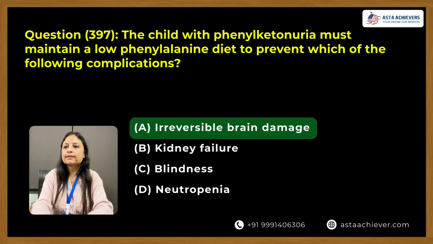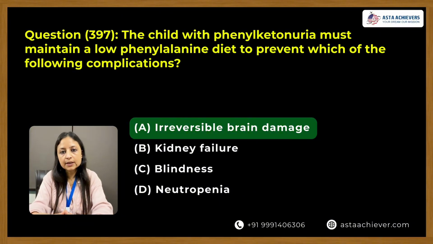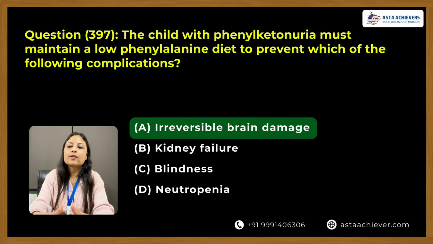Question number 397. The child with phenylketonuria must maintain a low phenylalanine diet to prevent which of the following complications? Option A, irreversible brain damage. Option B, kidney failure. Option C, blindness. And option D, neutropenia. Option A, irreversible brain damage, is the correct answer, because a child with PKU must maintain the strict diet to prevent CNS damage, seizures, or sometimes eventual death.